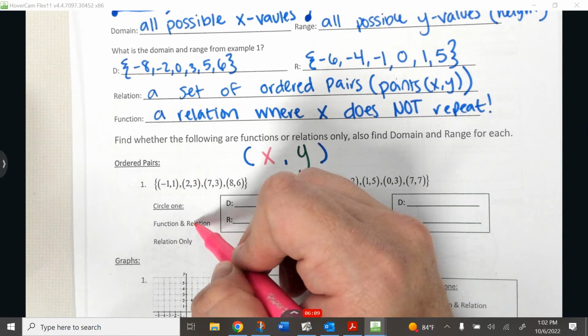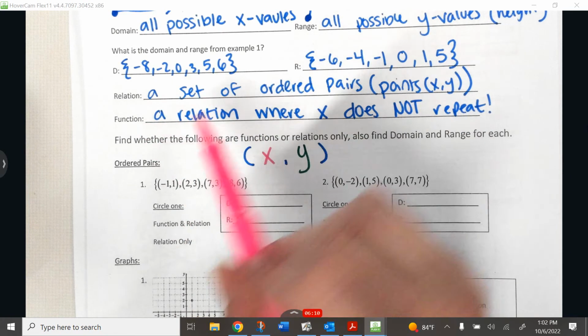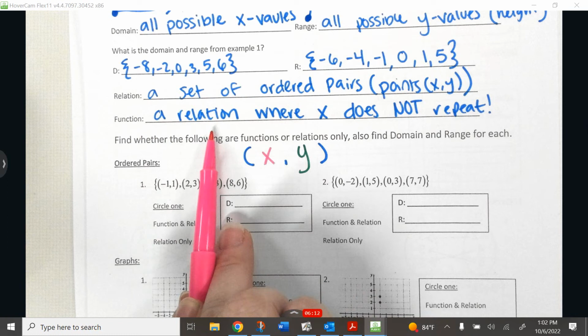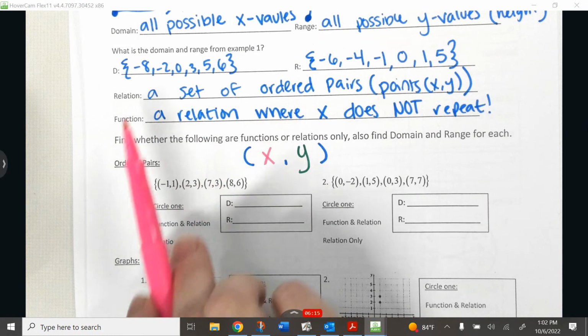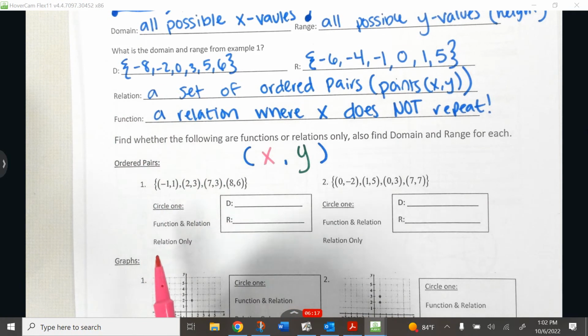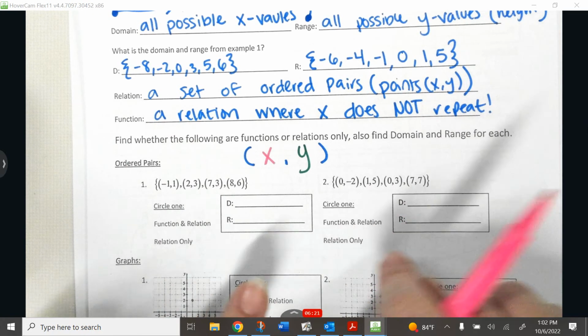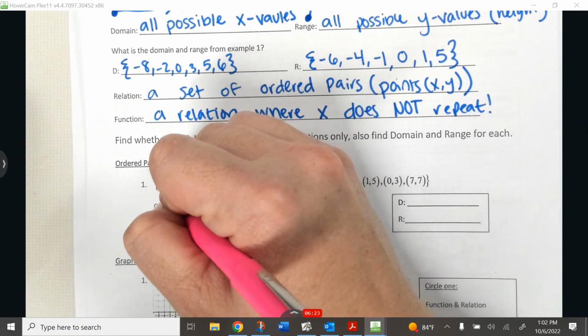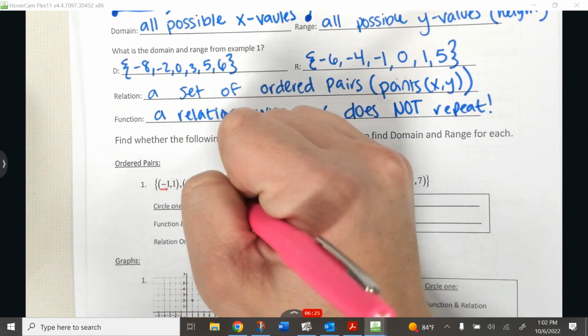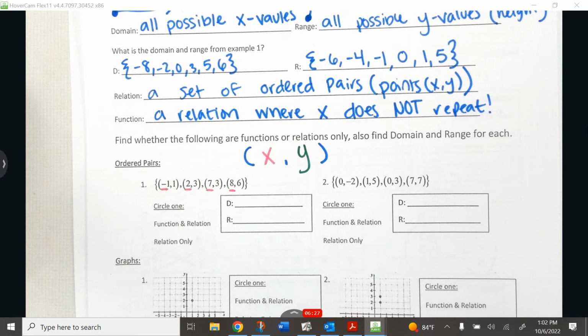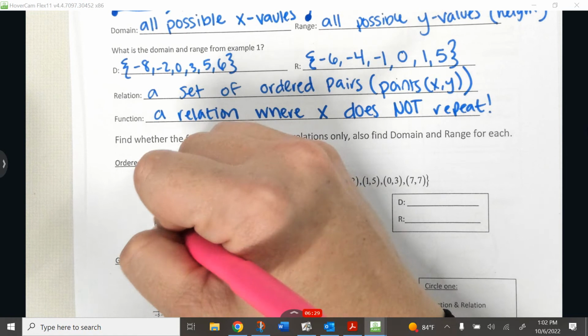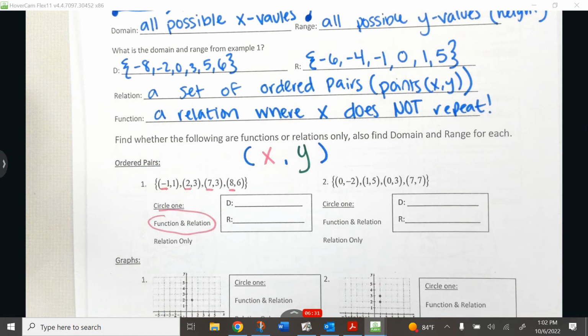So functions and relations, functions are always relations. Look at the definition, a relation. So a function is always a relation. But is a relation always a function? No. Okay, because it says a set of ordered pairs, and you'll see the difference in a minute. So I have -1, 2, 7, 8. Did x repeat? No. So this is a function and a relation. I only underlined the x's.